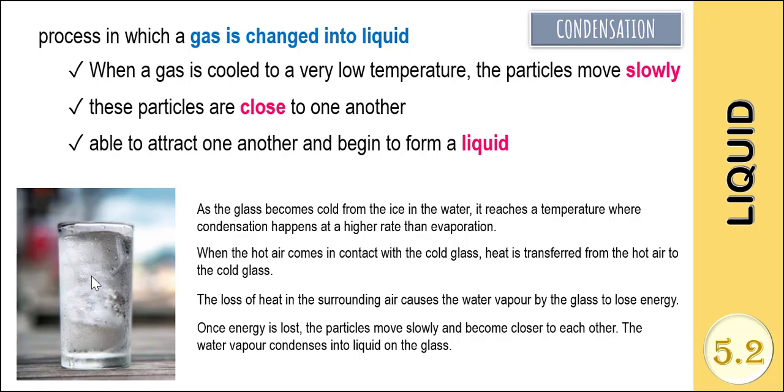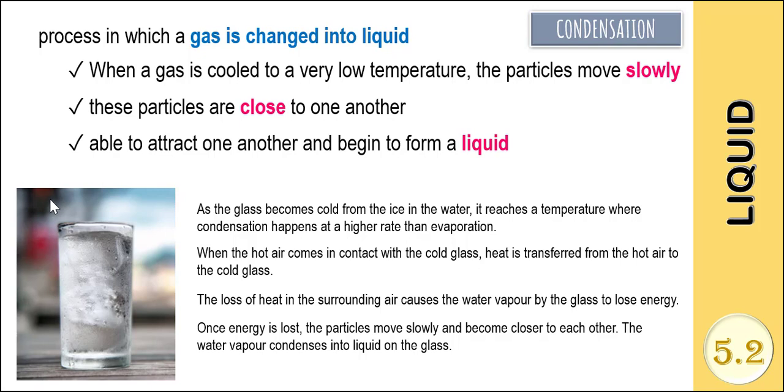Everyone has observed that when we have cool water in a glass, some water droplets will accumulate on the outside of the glass. Did the droplets pass through the glass? Well, they didn't. As the glass becomes cool from the ice in the water, it will reach a temperature where condensation happens at a higher rate than evaporation.